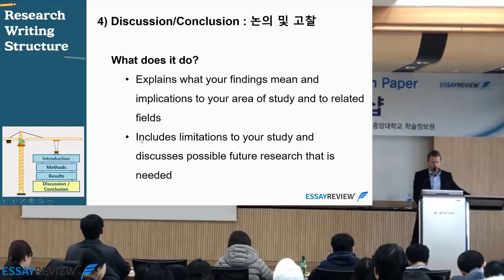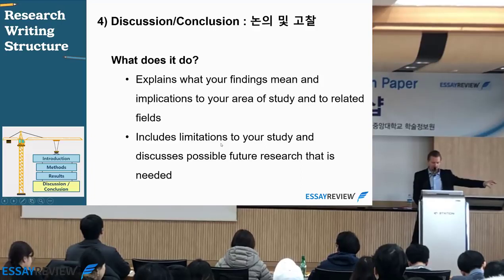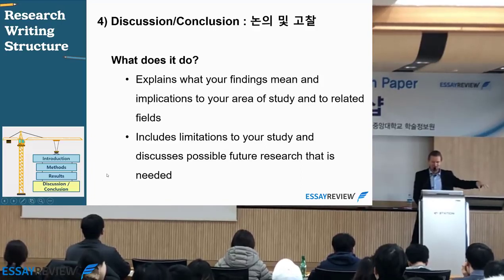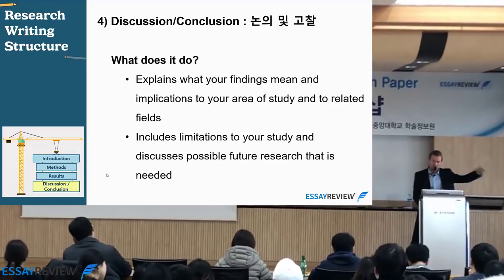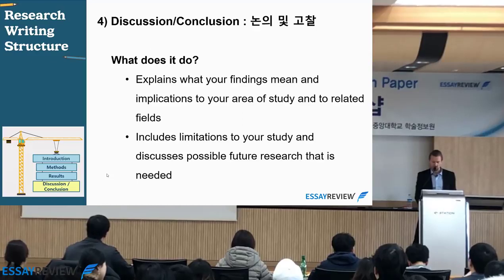If you study about farming and you study about cows, you do a research about cows, you could say, this study applies to this kind of cow, but it might not apply to other cows. So these are limitations you need to include. And you can discuss possible research in the future.